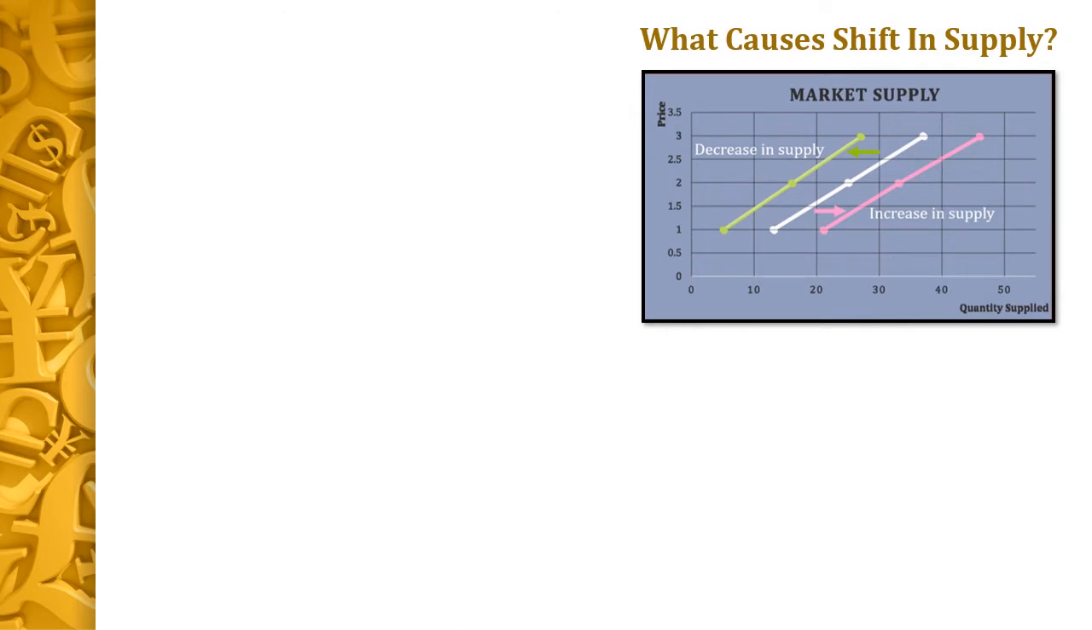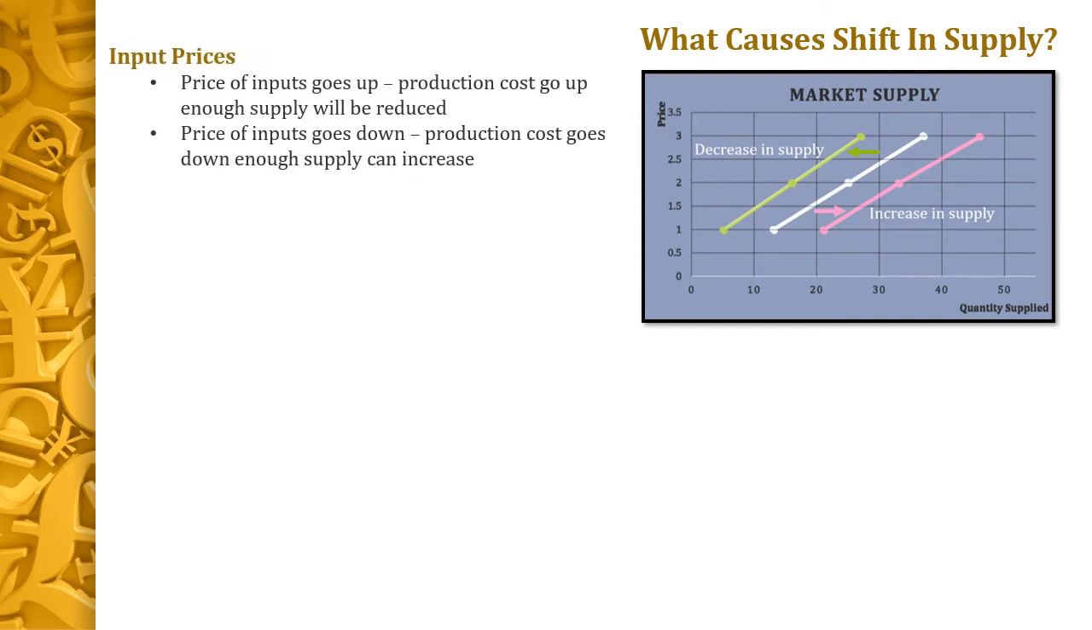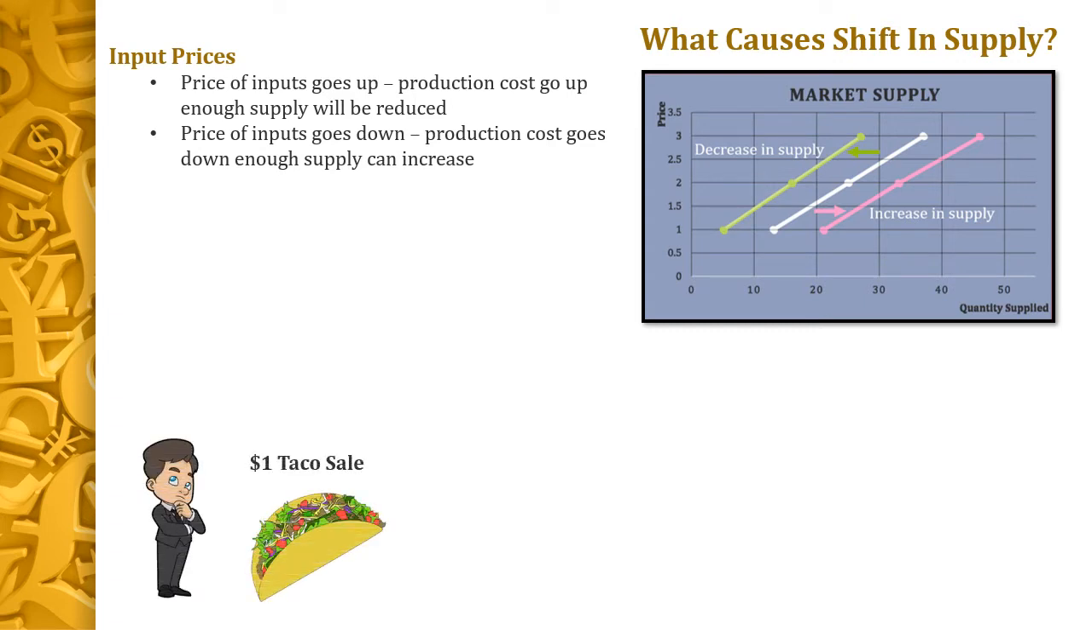Understanding what causes a shift in supply is just as important as understanding what causes a shift in demand. Probably the biggest thing that causes a shift in supply is the cost of the materials to produce the actual good or service that a firm is offering. So we're going to use Rudy and his $1 tacos there.